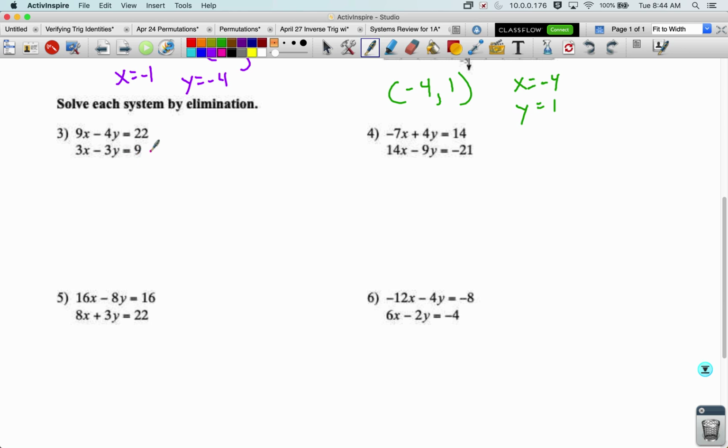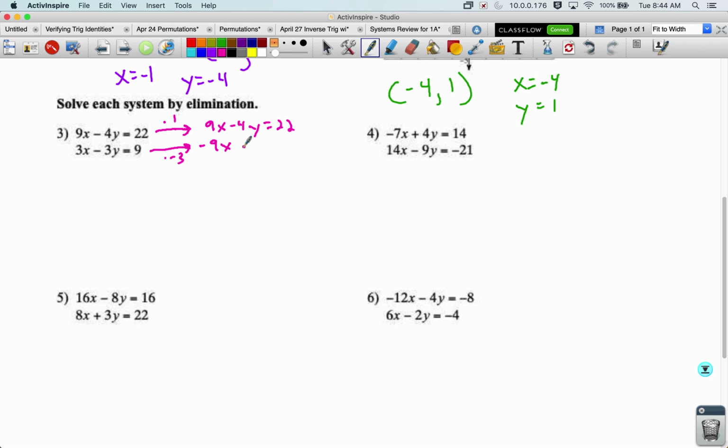All I have to do is just multiply this bottom equation by a -3, and now I'll have a -9x and a +9x. That's a zero pair. Let me just show that I'm copying this top equation by saying I'm multiplying by 1, so that won't change. 9x minus 4y equals 22.